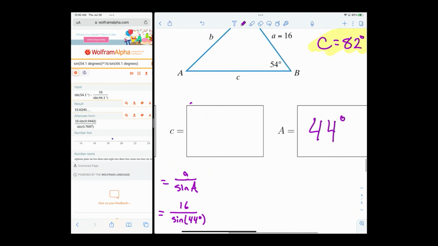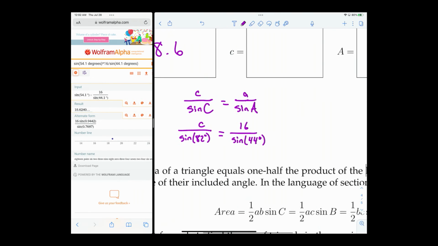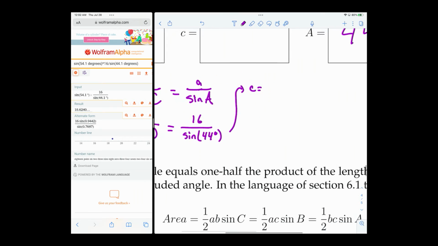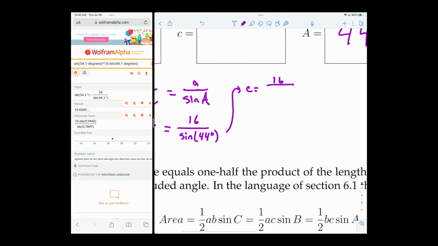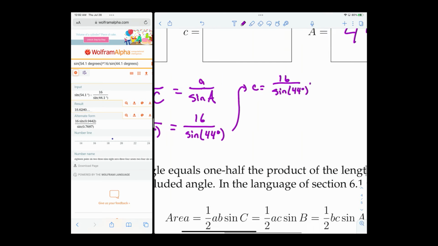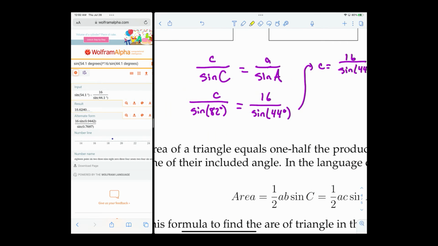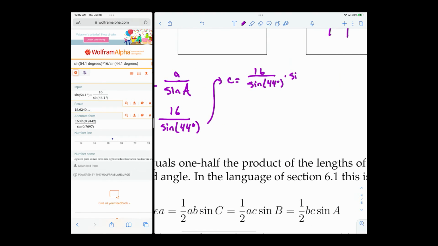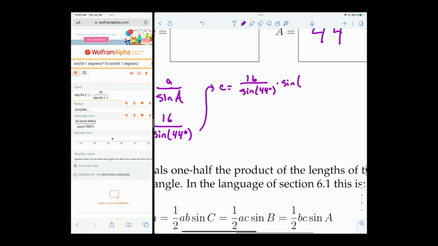Yeah. So just like we did for calculating the B, you fill in the numbers that you have. And then if you're looking for C, C is going to be the 16 over the sine 44 degrees times, we are going to be moving this over to the other side, sine 82. So you type that into your calculator.